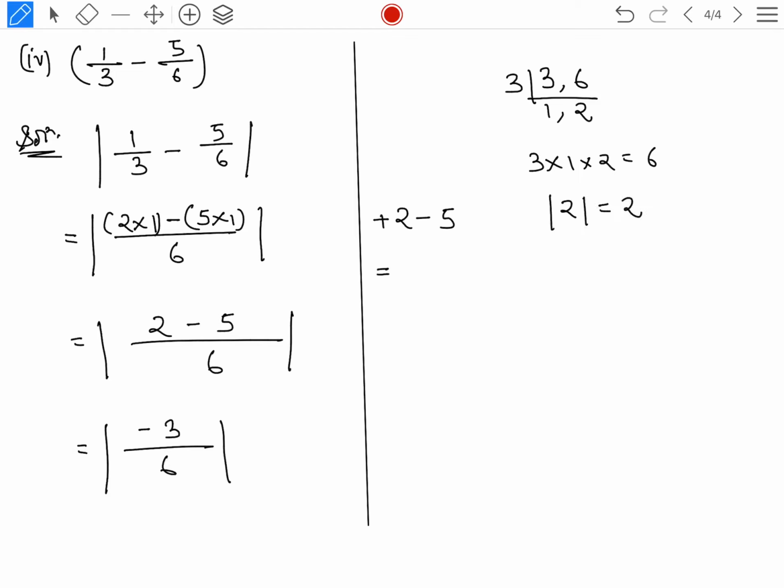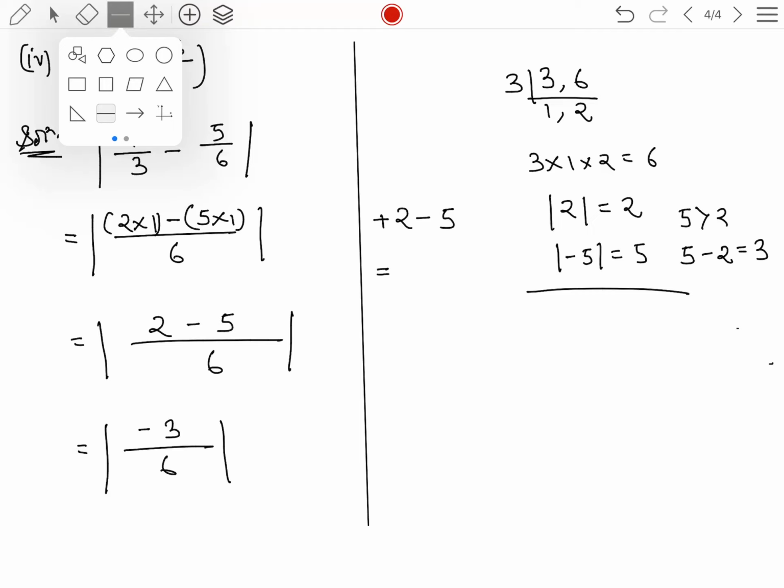So first you need to find the absolute values. Absolute value of 2 is 2. Absolute value of minus 5 is 5. You need to subtract the smaller from the greater. Here 5 is greater than 2, yes or no? So you need to subtract 2 from 5. That means 5 minus 2, how much? 3, yes or no?